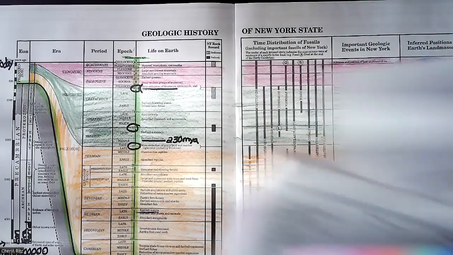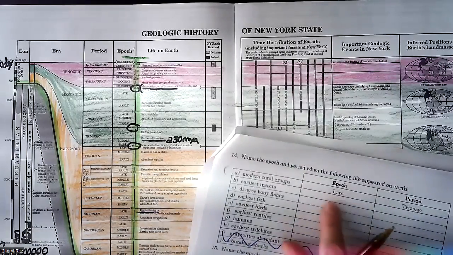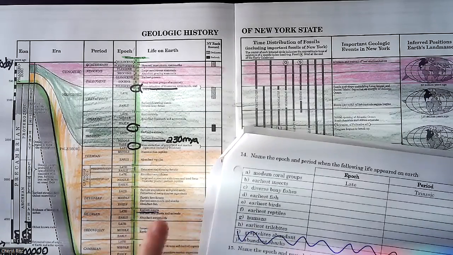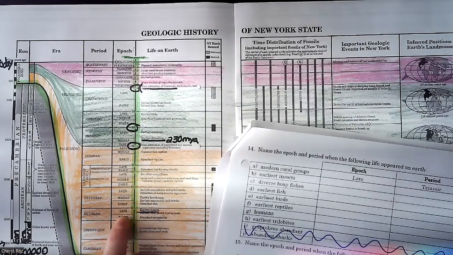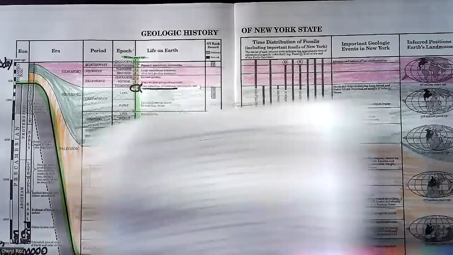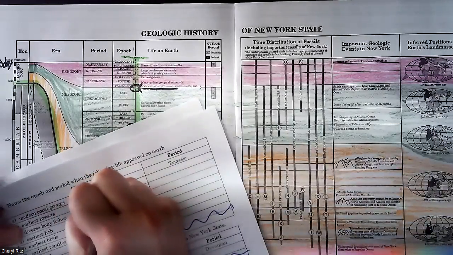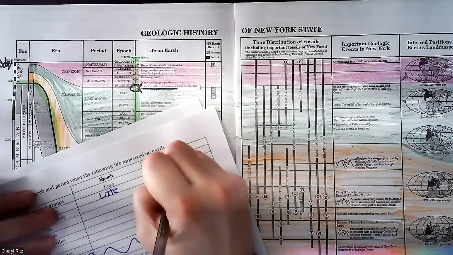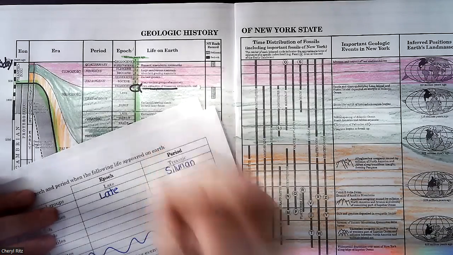Now your homework asks for name the epoch and the period for earliest insects. So we go over to the epoch column. It's clearly in the late section. And what period? Earliest insects? Silurian. Oh, Late, yeah. Silurian. So all you have to do is fill that in. Late Silurian.